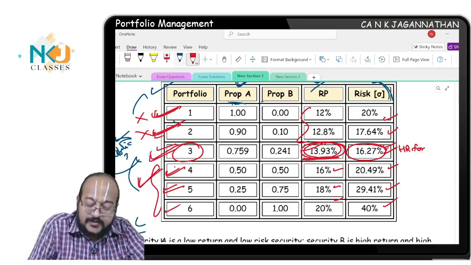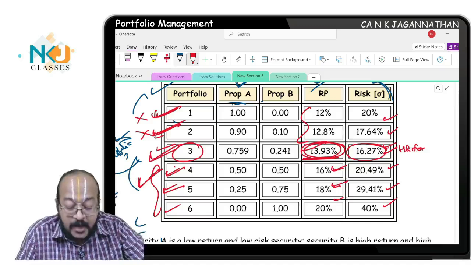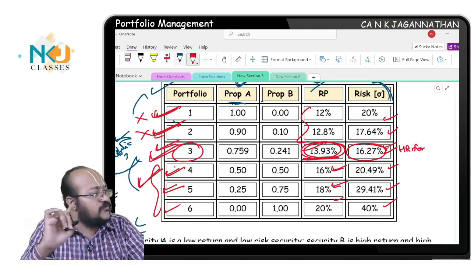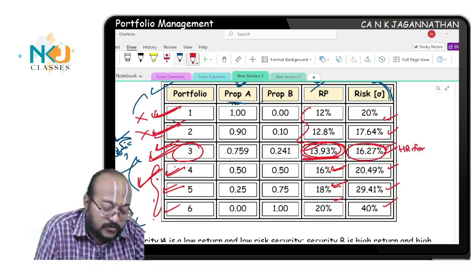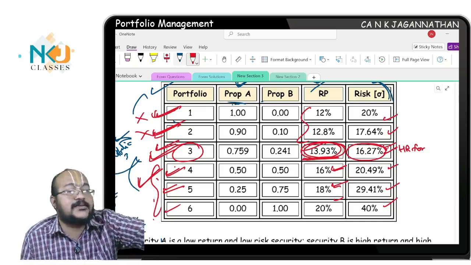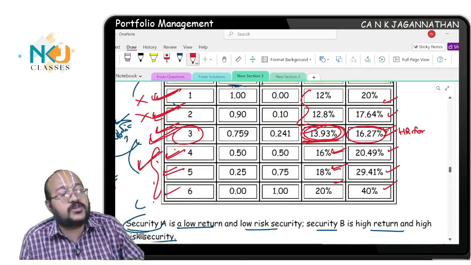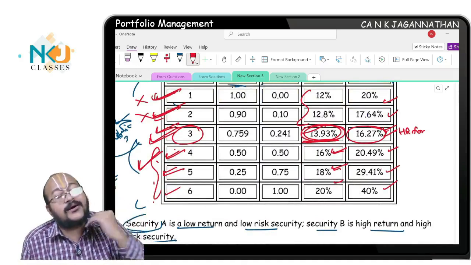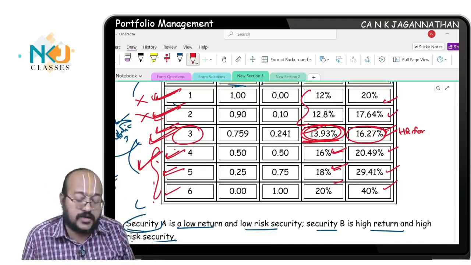But 4, 5 and 6 give me a higher return by taking a higher risk. Hence portfolio 3 will never become inefficient due to 4, 5 and 6, and 4, 5, 6 also will not become inefficient to portfolio 3, which means 3, 4, 5, 6, all these portfolios will be called efficient portfolios, because there exists no other portfolio which gives a higher return for the same level of risk. Are you all understanding what I am trying to say?